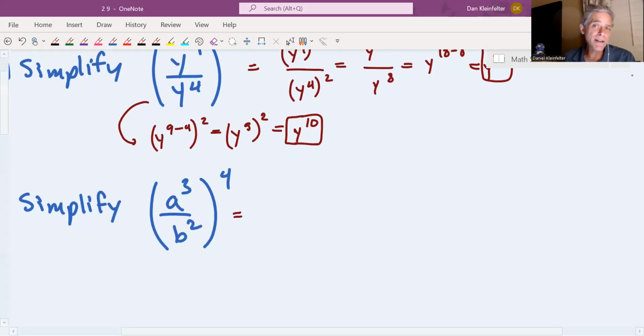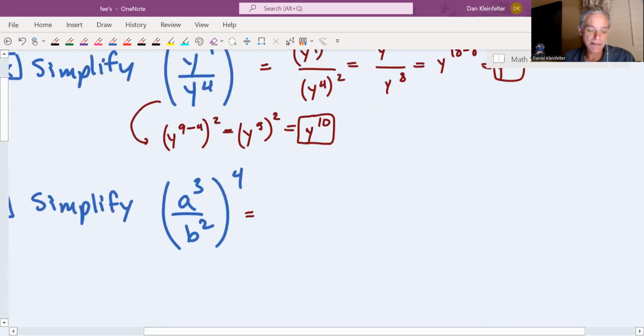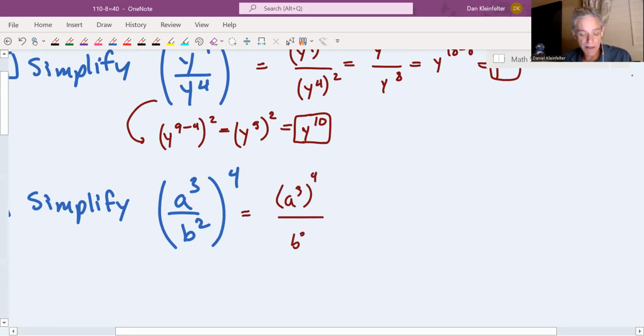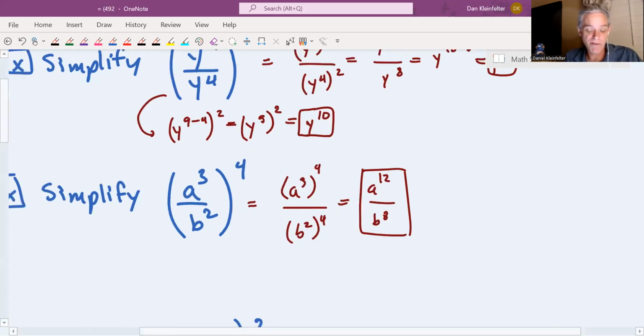For the next one, we can't do what we just did because the bases are different. On the one that we did a second ago with the y's, the bases were the same, and so we were able to subtract the exponents. This one, they're a and b, so we can't do anything with that. We'll have a cubed raised to the 4th power divided by b squared raised to the 4th power. This will give us a12 up top and b8 down below. And that's as good as it gets. Since the bases are different on these two, we can't simplify them any further.